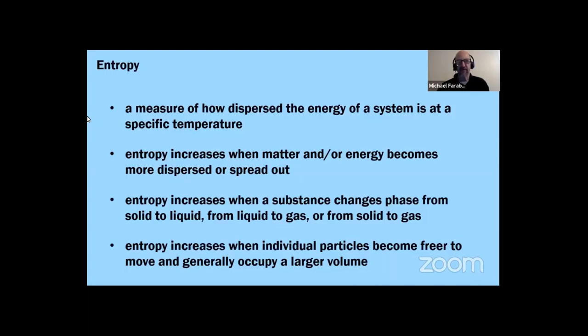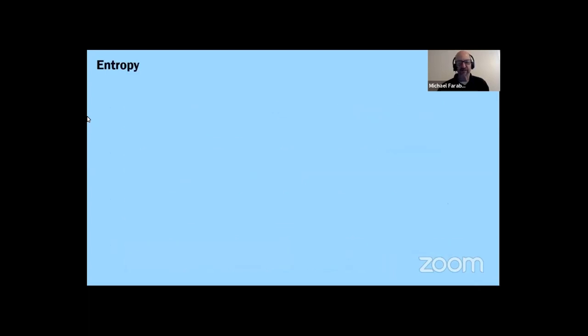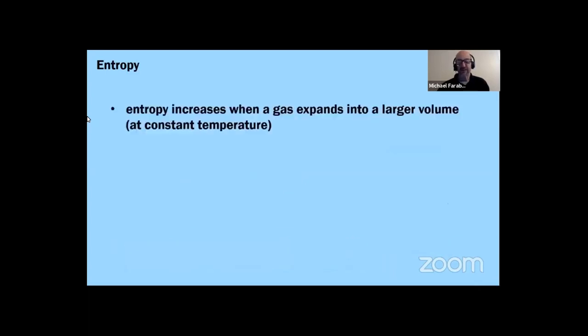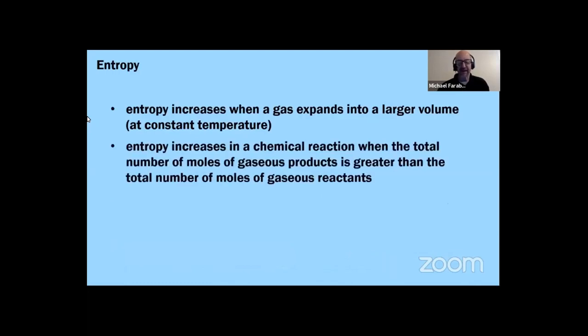For example, if you let air out of a tire, then the gas molecules spread out to a random, more widespread region. Entropy increases when a gas expands into a larger volume at a constant temperature. Entropy in a chemical reaction increases when the total number of moles of gaseous products is greater than the total number of moles of gaseous reactants. So if you go from 2 moles to 3 moles of gas, that would increase the entropy.